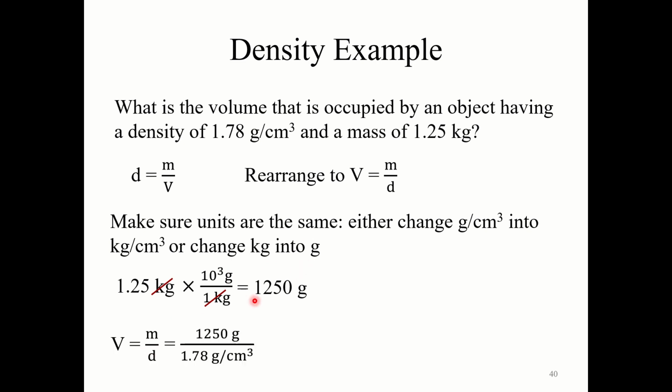Now I can plug my numbers in. So I plug the mass in, 1,250 grams, and I plug the density in, 1.78 grams per centimeter cubed. And my answer is 702 centimeters cubed. So this object occupies 702 centimeters cubed.